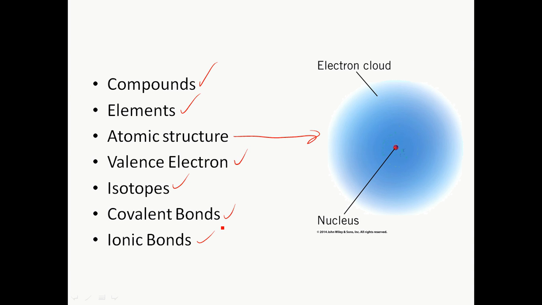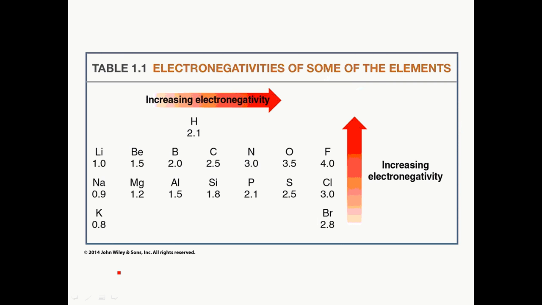Part of that is getting into electronegativity. Whether you get an ionic bond or a covalent bond is mostly due to electronegativity. You should know the trends, that electronegativity increases from left to right and increases from bottom to top. Fluorine on the periodic table is the most electronegative element that there is.